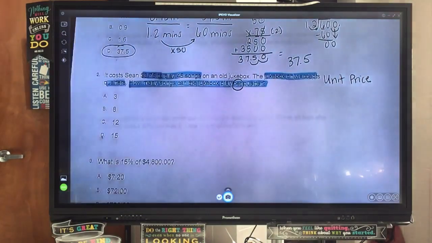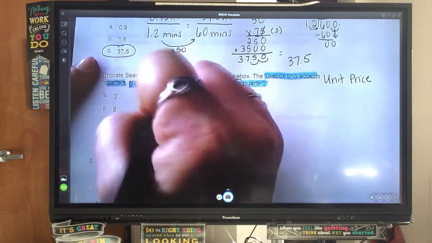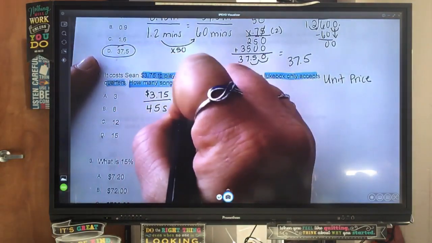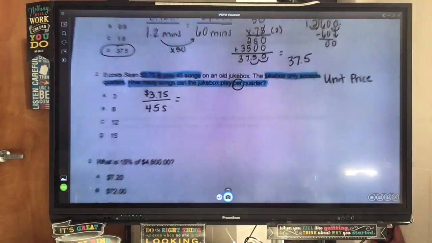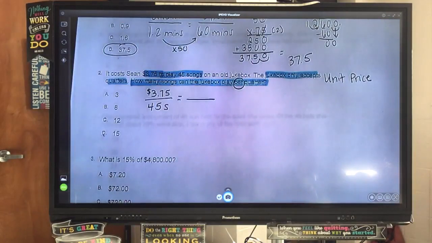All right, so I need to find out, it's $3.75 to play 45 songs. I need to know how much per 1 quarter. All right, money always goes on top. Now, what do I set to the top over here? What do I set it to? Why?